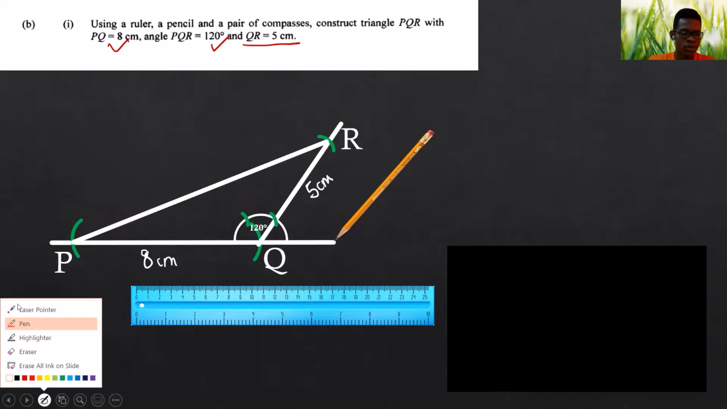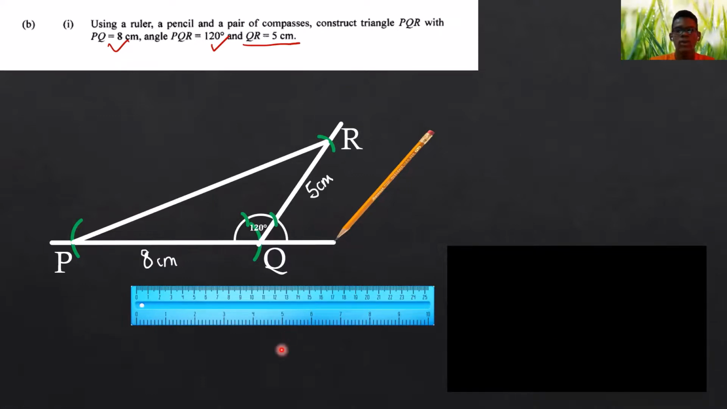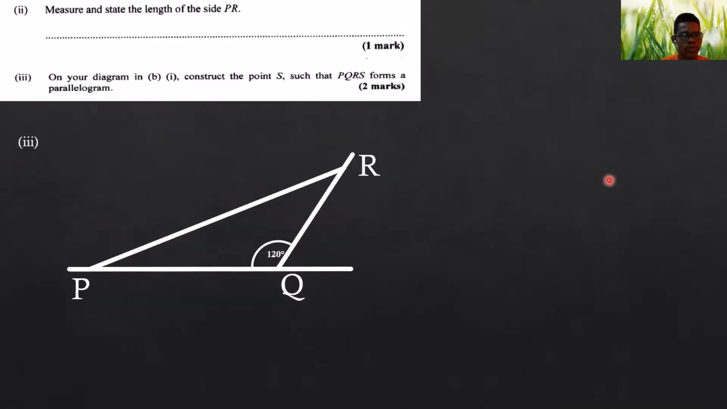One more thing though, they're going to ask us to do the second part. Part 2 says measure and state the length of PR. I did this virtually and this length PR is unknown to me. However, you should all approximately have the same length. So this should be 8 cm and this should be 5 cm. This should be 120 degrees. But you guys will tell me what you got for PR.